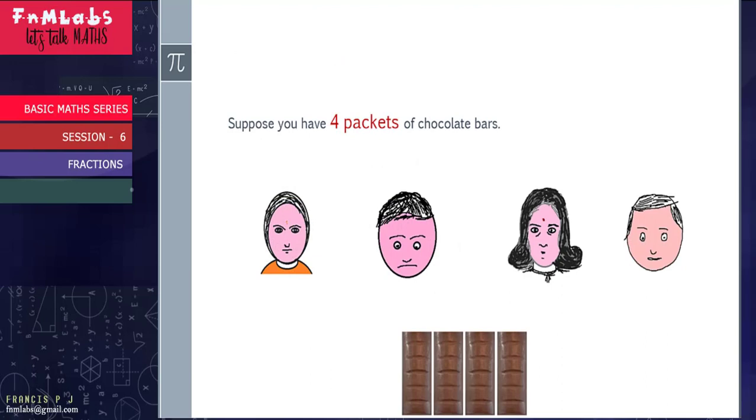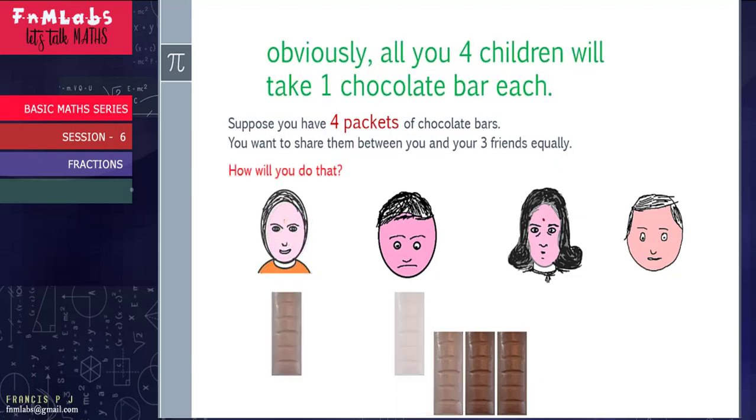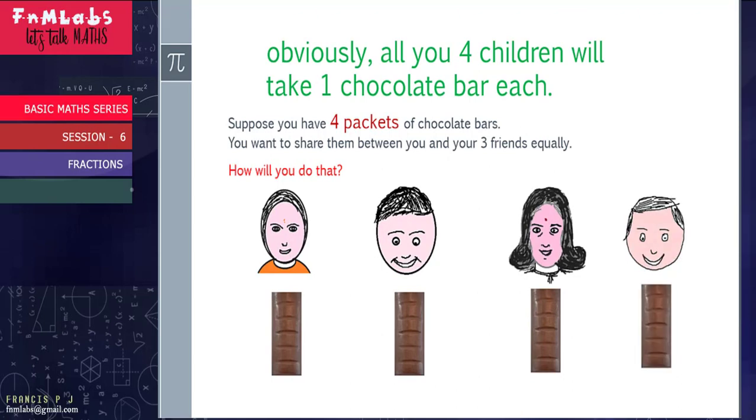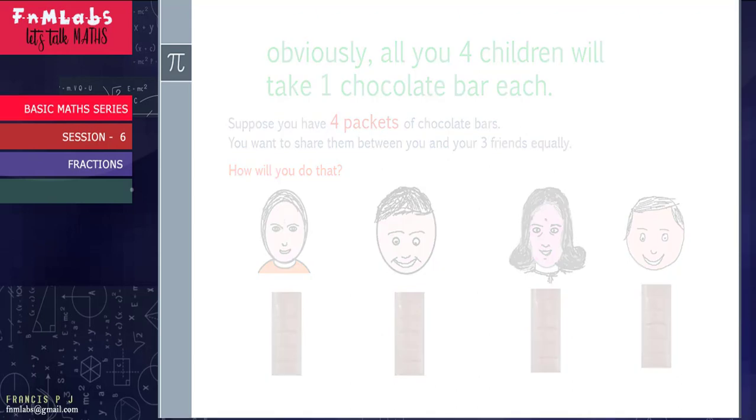Suppose you have 4 packets of chocolate bars. You want to share them between you and your 3 friends equally. How will you do that? Obviously, all you 4 children will take 1 chocolate bar each.